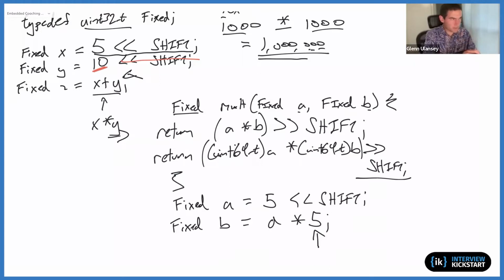So for addition and subtraction, both operands need to be in fixed format or in standard int format. And in the case of multiplication, only one of them needs to be in fixed format if all you want to do is a basic multiplication. Any questions at the moment?